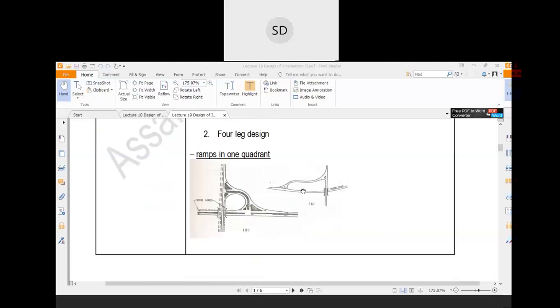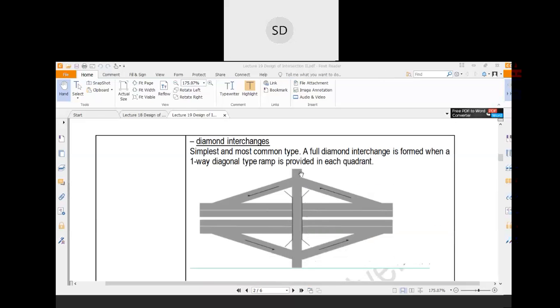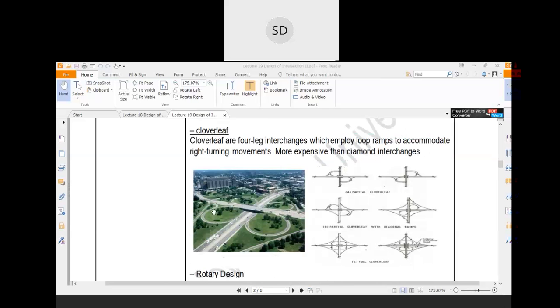Then this is called the 4-leg design. See, this is the major intersecting point, where these two roads are not at the same elevation. They are at different elevations. This is the 4-leg design. This is called a diamond interchange. This is actually a road which is above these two roads, at a different elevation from these two roads. This is the diamond interchange, and this type of portion is called a clover leaf. There are different shapes of clover leaf, but basically this type of portion is called a clover leaf.